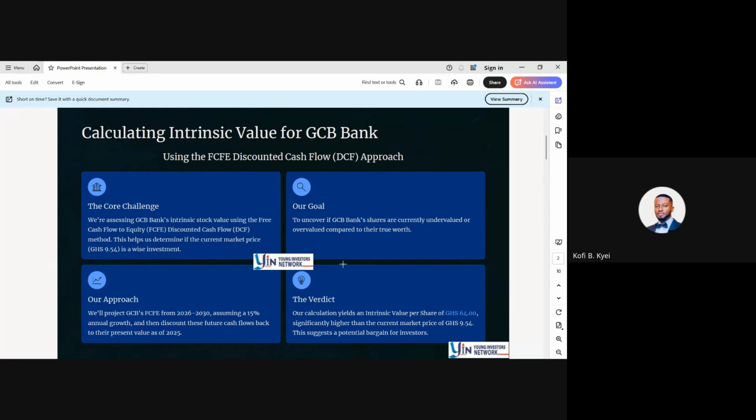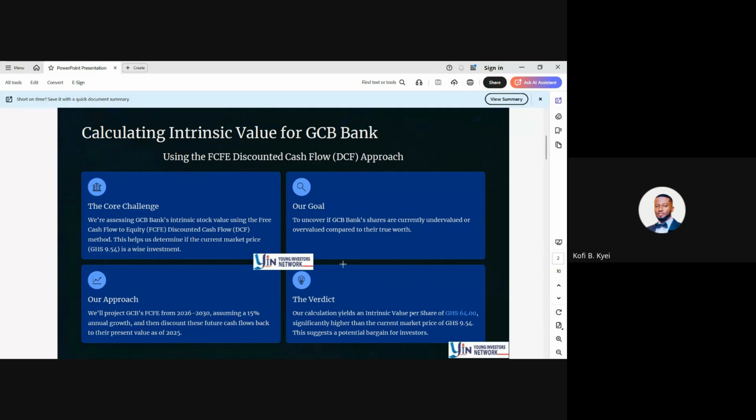FCFE is estimating the free cash flow of the business. All right, and the DCF is basically what the company is worth today based on how much money it's expected to make in the future.